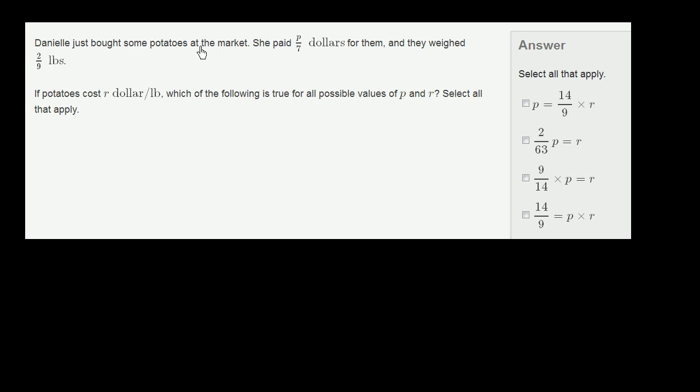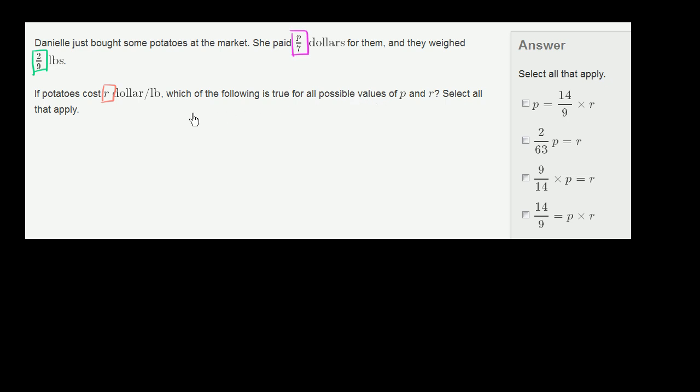Danielle just bought some potatoes at the market. She paid P over $7 for them, and they weighed 2/9 pounds. If potatoes cost R dollars per pound, which of the following is true for all possible values of P and R? Select all that apply.